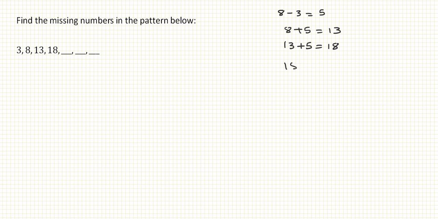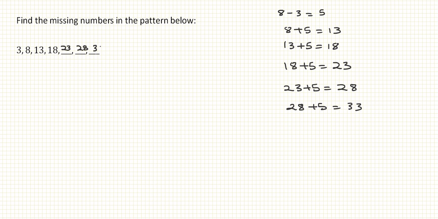And now we have 18 plus 5. That should give us 23. 23 plus 5 should give us 28. And then 28 plus 5 should give us 33. So here we're going to have 23, we're going to have 28, and then we're going to have 33. So that's our pattern for the first example.